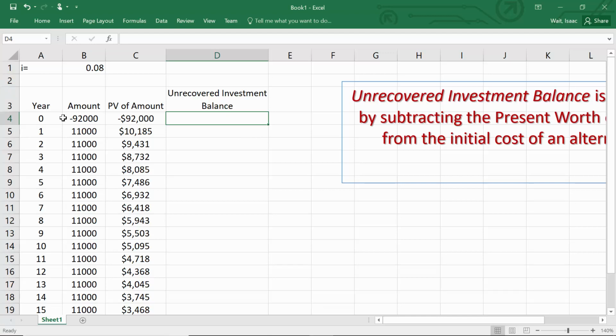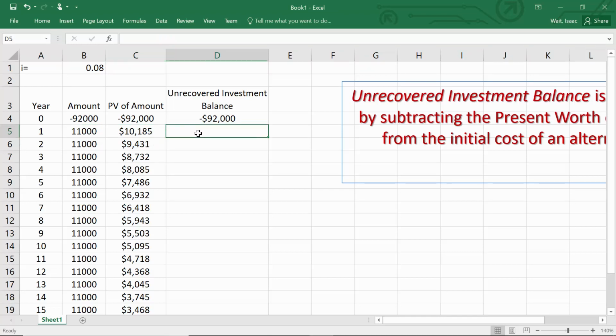So at time zero, the unrecovered investment balance is the full amount that was borrowed. So it's just this first amount of $92,000. So you owe $92,000. Now, after 1 year of operation, you have $11,000 in revenue come in at the end of the first year. The present value of that amount is $10,185.